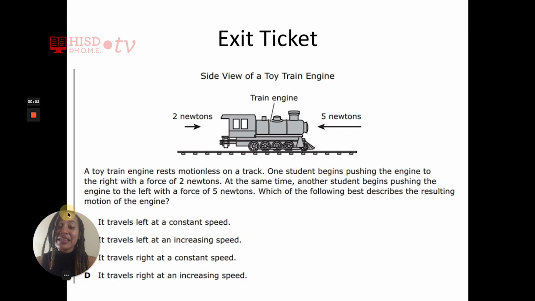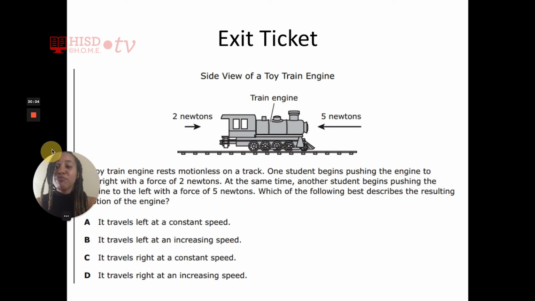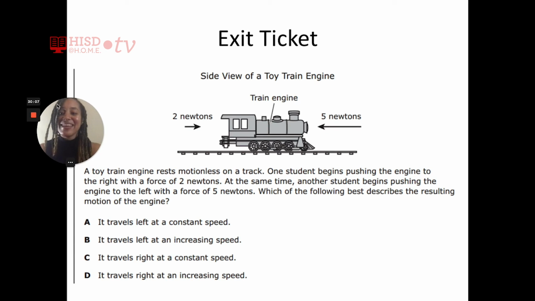So the exit ticket today, I'm going to move me up just a little bit. All right, so the exit ticket today says a toy train engine rests motionless on a track. One student begins pushing the engine to the right with a force of 2. At the same time, another student begins pushing the engine to the left with a force of 5. Which of the following best describes the results of the motion of the engine? So first we have forces going in opposite directions, and we have unequal forces.